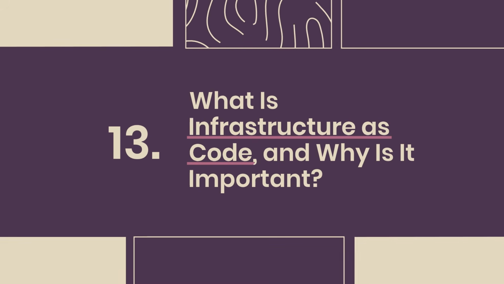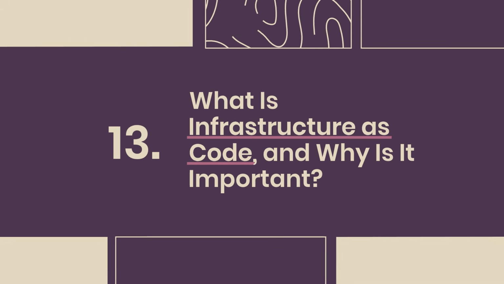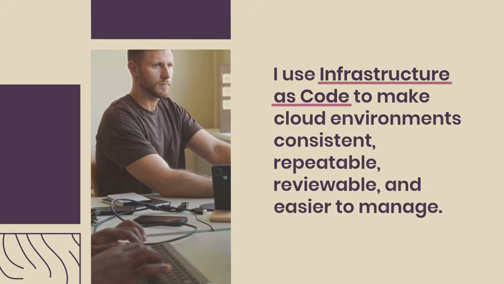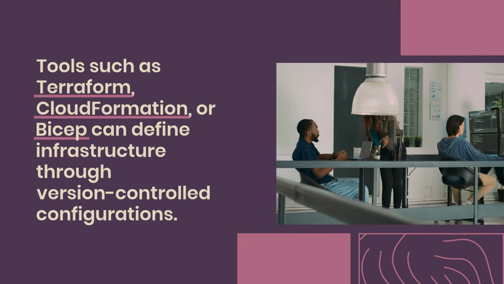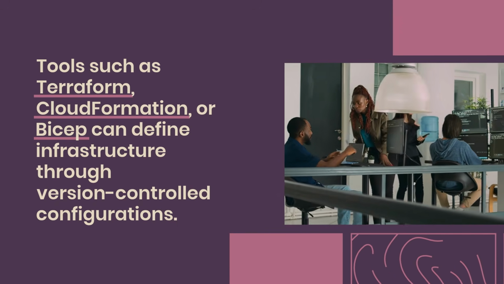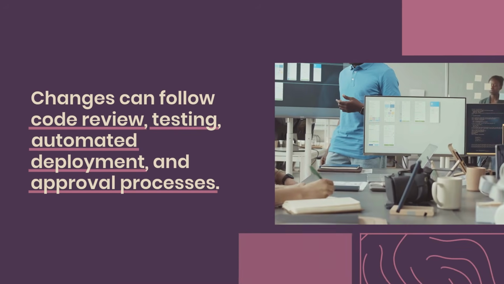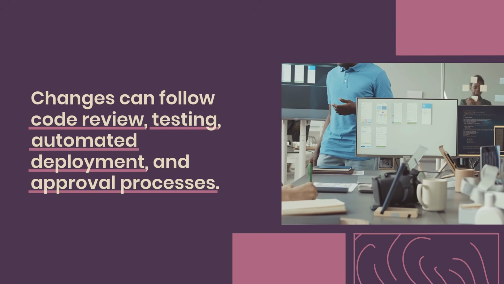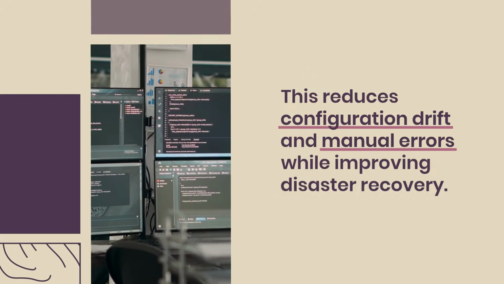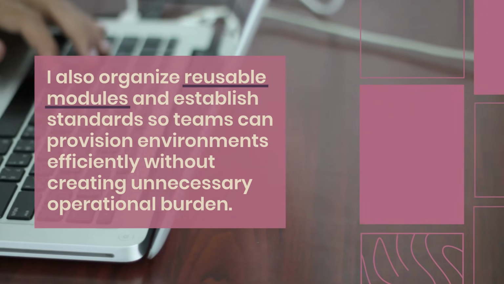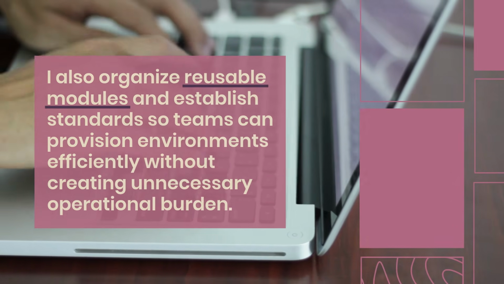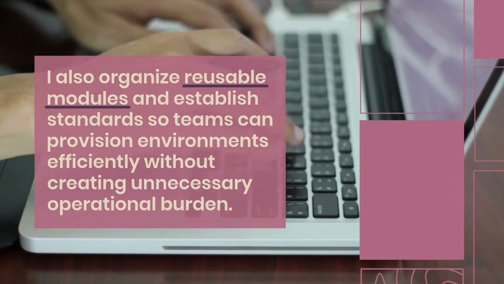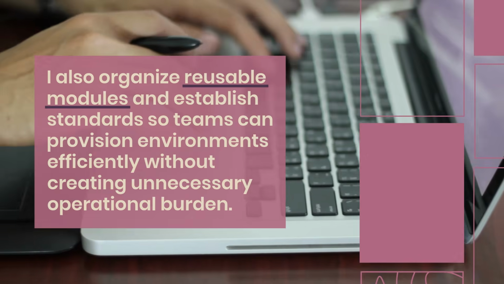What is infrastructure as code, and why is it important? I use infrastructure as code to make cloud environments consistent, repeatable, reviewable, and easier to manage. Tools such as Terraform, CloudFormation, or Bicep can define infrastructure through version-controlled configurations. Changes can follow code review, testing, automated deployment, and approval processes. This reduces configuration drift and manual errors while improving disaster recovery. I also organize reusable modules and establish standards so teams can provision environments efficiently without creating unnecessary operational burden.